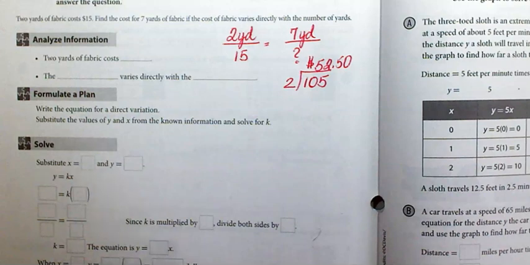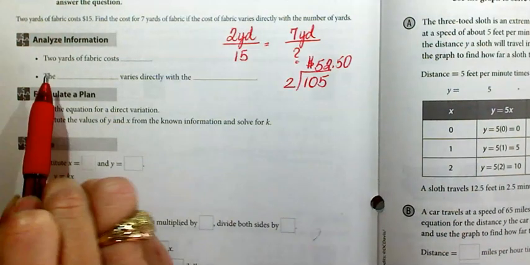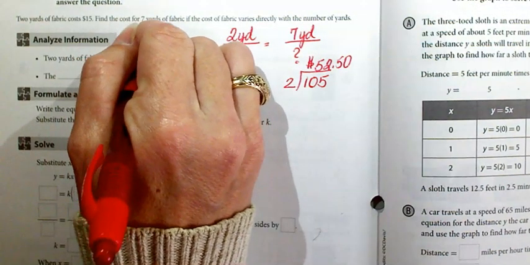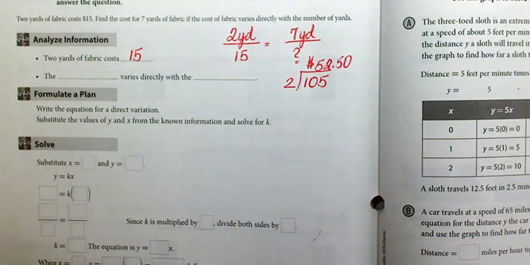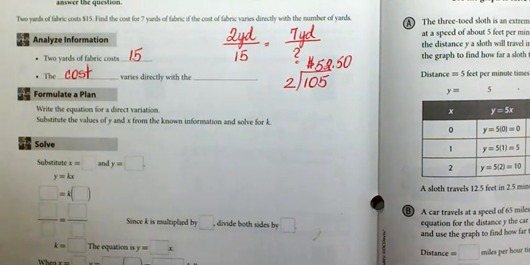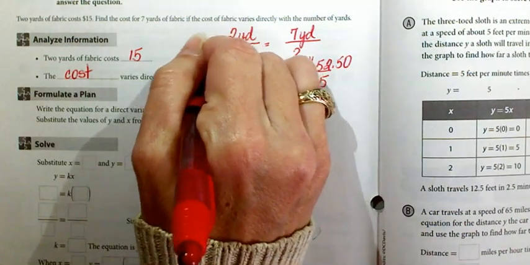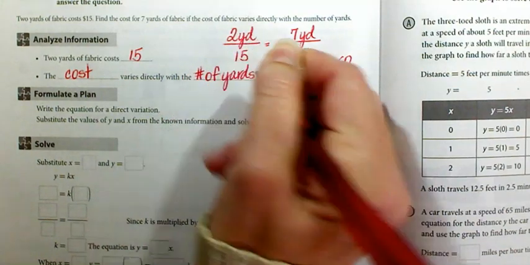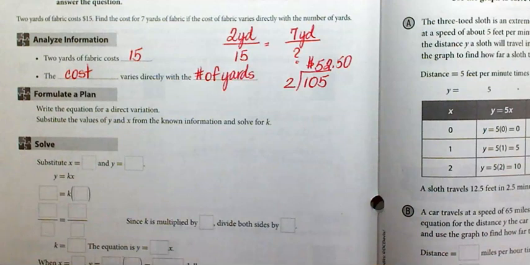Let's make sure that we get that with this way of doing it. It's just another way to work the problem. 2 yards of fabric costs $15. The cost varies directly with the number of yards you're purchasing. So it says write the equation for direct variation, substitute the values of y and x from the known information, and solve for k.